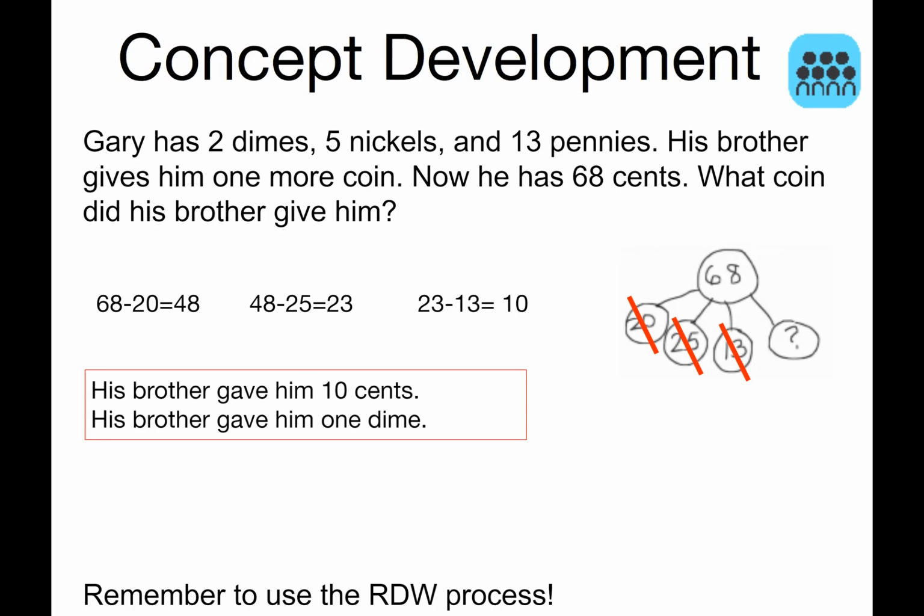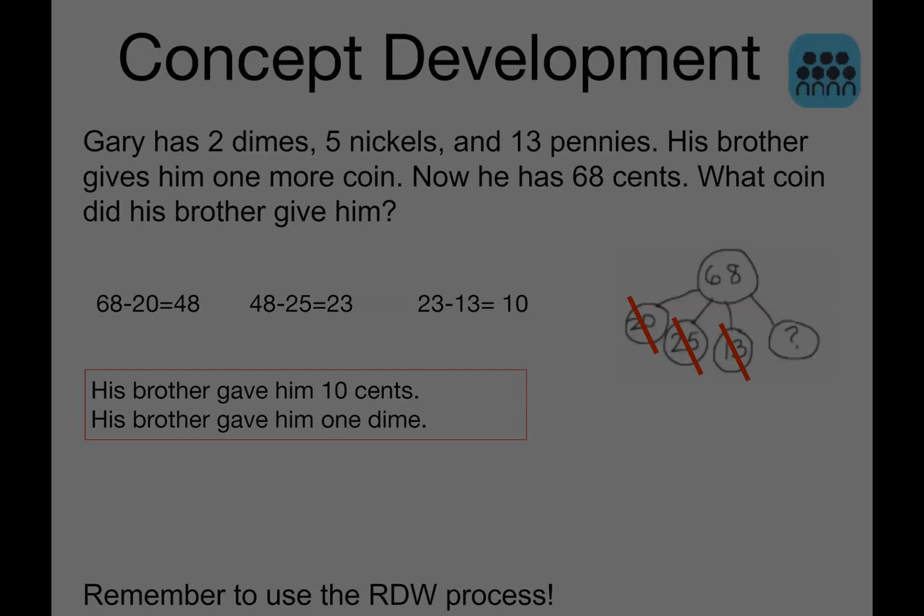How do we know that? Oh, because the difference between all of the coins he had, which equals 58, 68 minus 58 was 10. And he got 10 cents. So he has 1 dime.